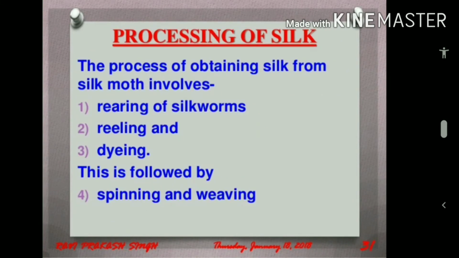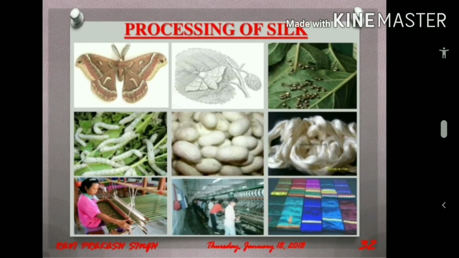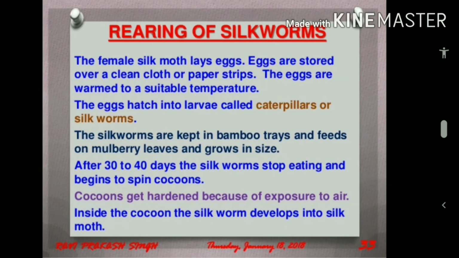Now, the processing of silk. The process of obtaining silk from the silk moth involves the following steps: rearing of silkworms, reeling and dyeing. This is followed by spinning and weaving. These are the pictures of how silk is processed.